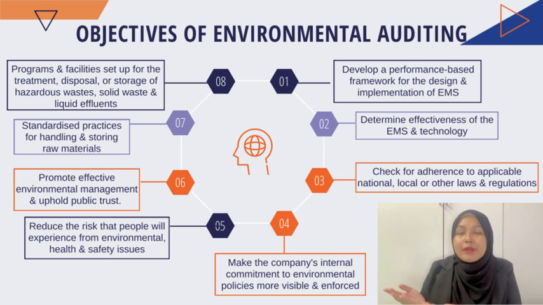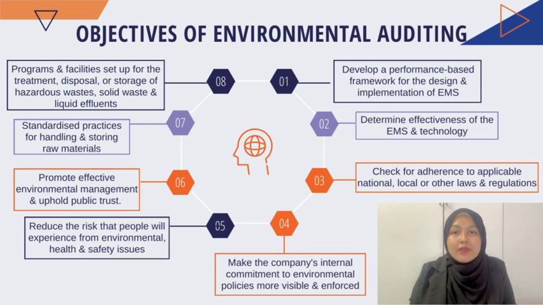And these are some of the primary objectives of environmental auditing, which are: 1. To develop a performance-based framework for the design and implementation of an environmental management system, EMS. 2. To determine the effectiveness of the EMS and technology. 3. To check the adherence to the applicable national, local or other laws and regulations. 4. To make the company's internal commitment to environmental policies more visible and enforced.